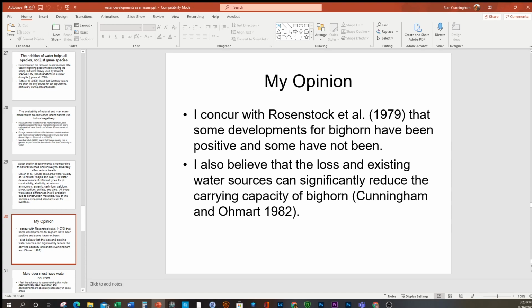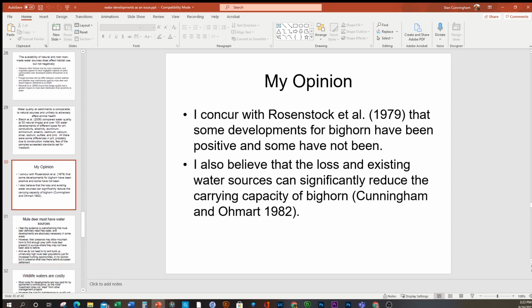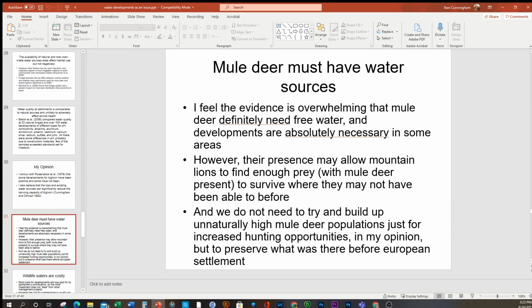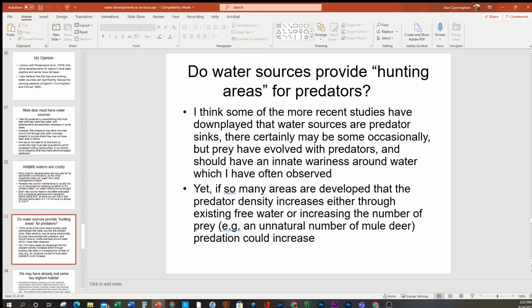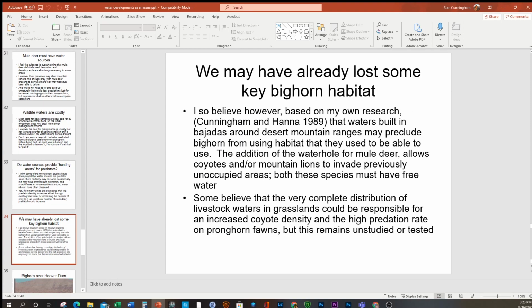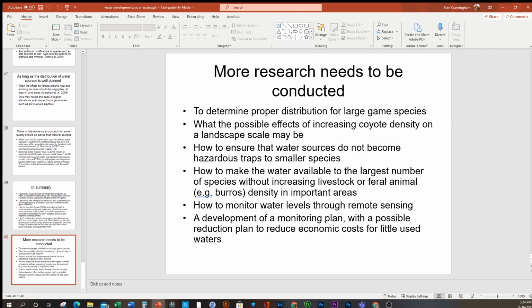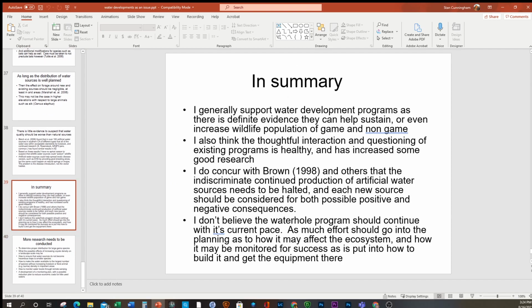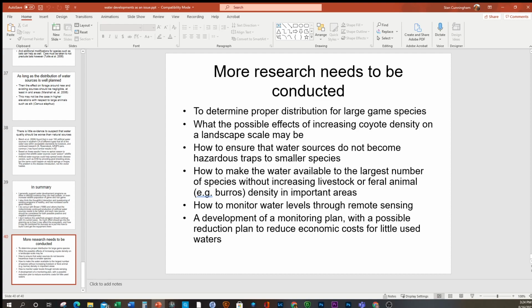I concurred with one of the authors that some developments for bighorn have been positive. I also said mule deer need water, etc. They're costly. So my opinion had both positive and negative thoughts on the issue based on my own research. And in summary, I go through what I think should be done. And of course, as a research biologist, I always wanted to do more research.